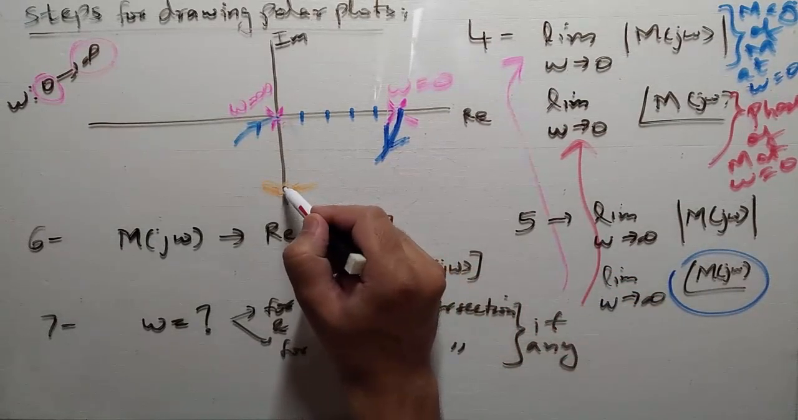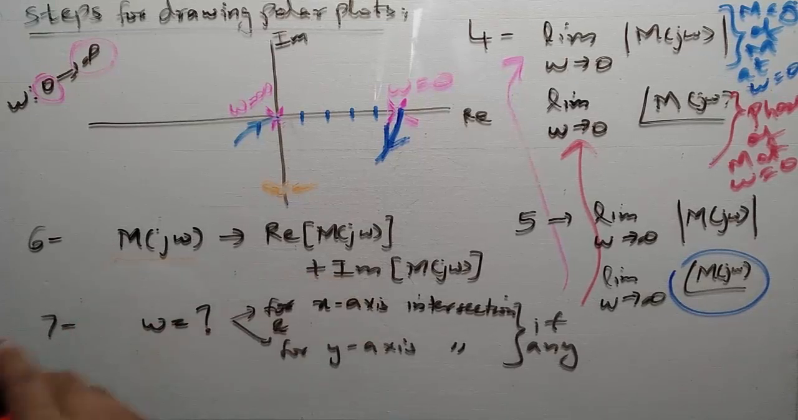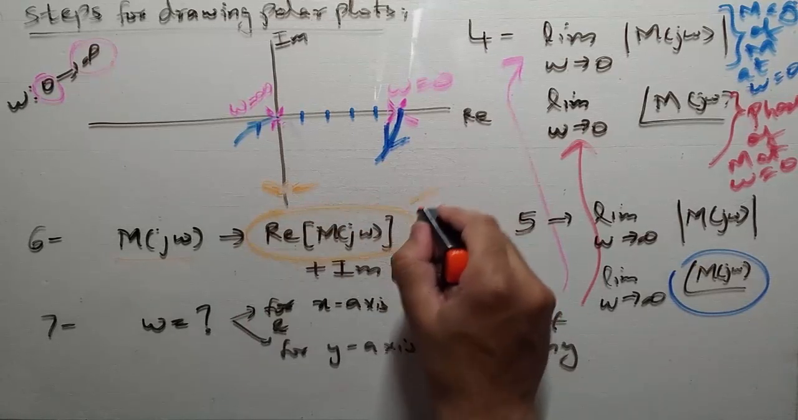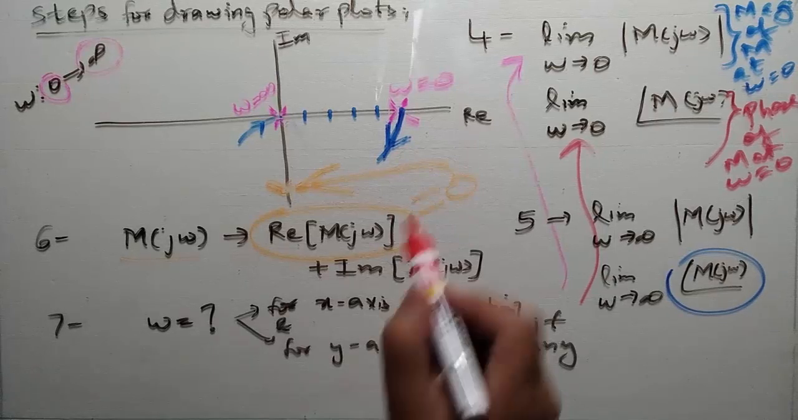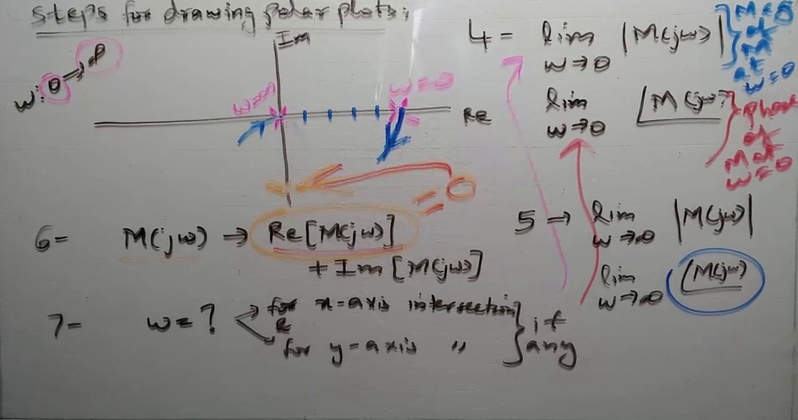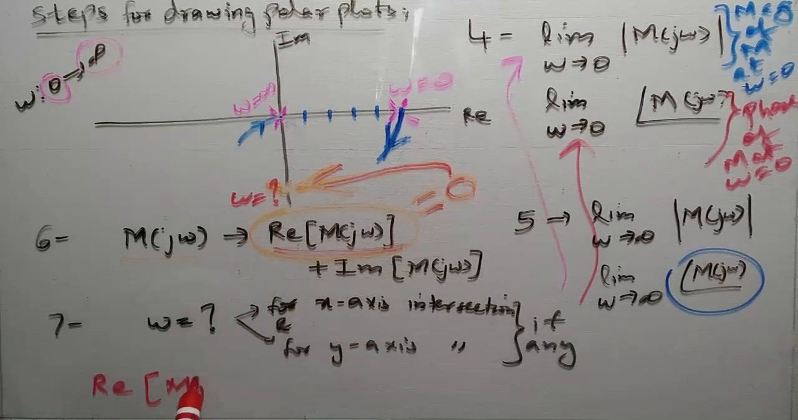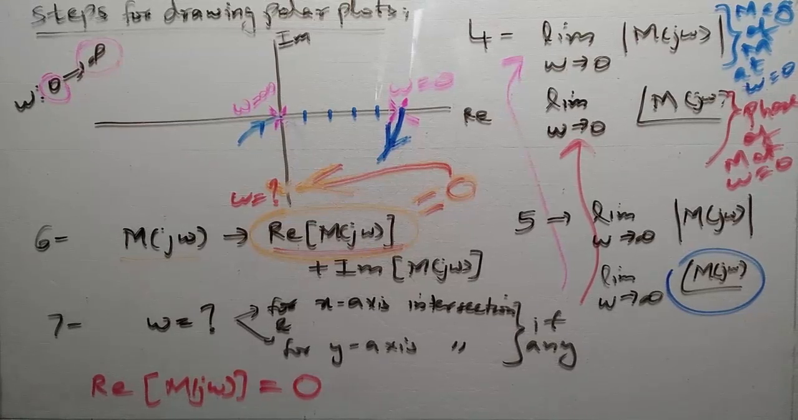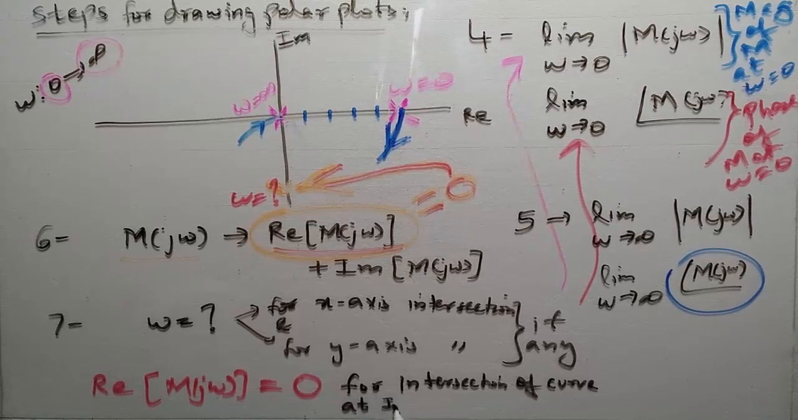So to compute this point, since this point corresponds to only imaginary content of function mj omega, which means that the real part of mj omega should be equal to 0 at this point. Alright, so at this particular point you will be having real part of mj omega as 0. So for obtaining this intersection, or for obtaining the value of m at this particular point, what we are going to do is we are going to set real part of mj omega equal to 0, which will give the intersection of the plot or the curve at imaginary axis.